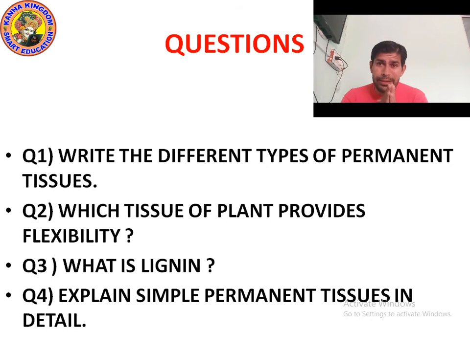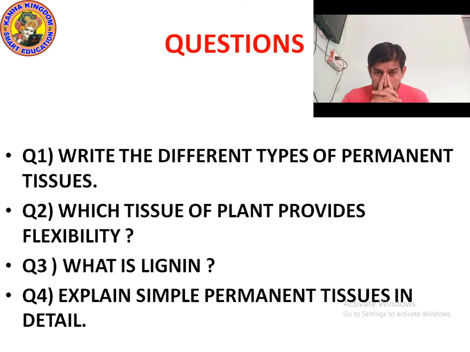And if I ask you what is the function of lignin, can you tell me? Lignin acts like a cement and hardens sclerenchyma. Am I right? It hardens the cell wall. That's why the cell wall of sclerenchyma is thick. I hope you understood about it.